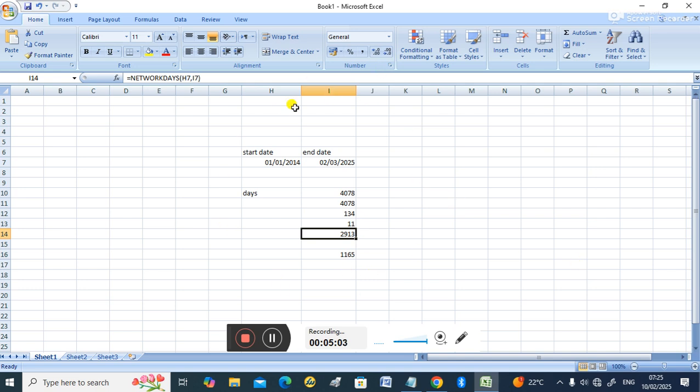That's how you find the number of days, months, years, and the number of actual working days and the number of weekends between those two dates.